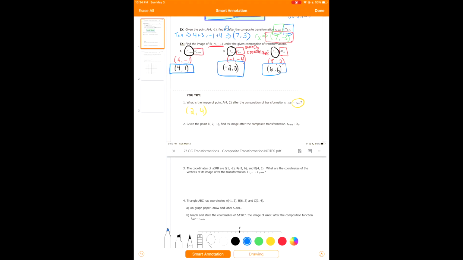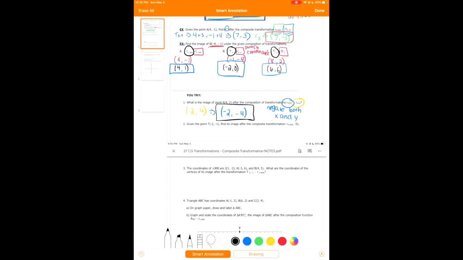And then second, I'm going to reflect over the origin. And when I reflect over the origin, that means I negate both x and y. So all that means is you make both of them negative. So (2, 4) then goes to (-2, -4). And that's the answer for number 1.